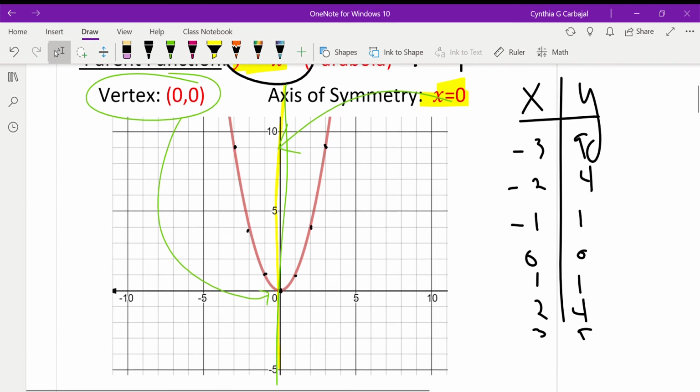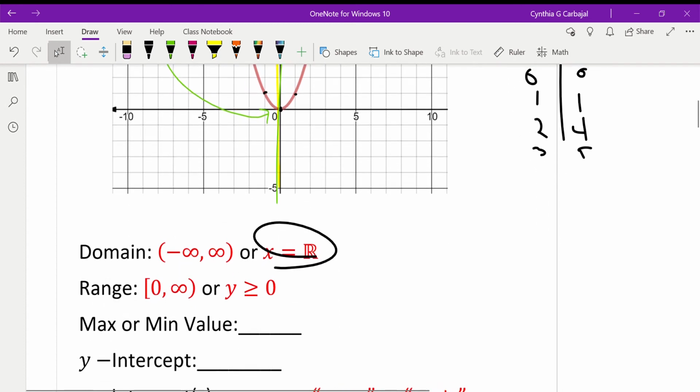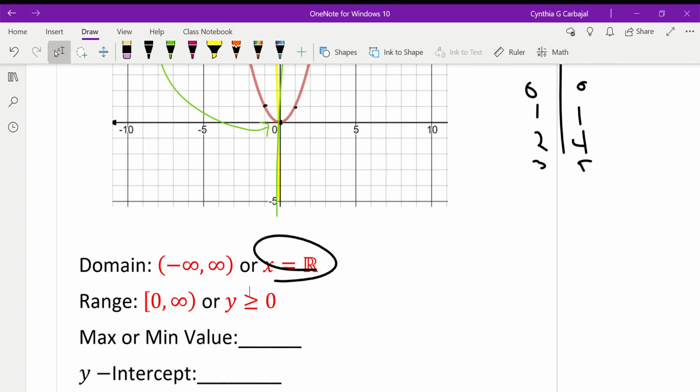Range is bottom to top. How low does this graph go? Since it's our y values, you pay attention to the y values only. And it goes all the way down to 0, but then it goes up. It never goes past the 0, so that's why it's y is greater than or equal to 0, or 0 to positive infinity because it's going up. Again, that vertex is the lowest point in the parabola. That's why it's called a minimum.